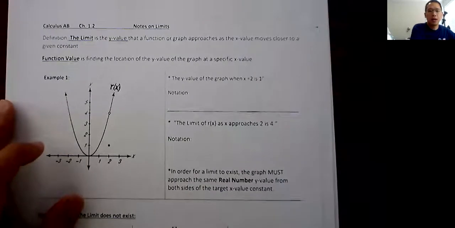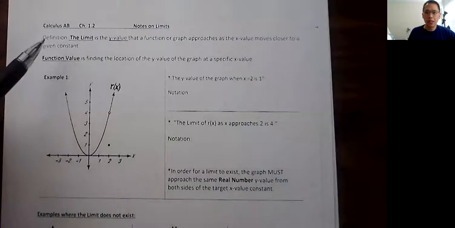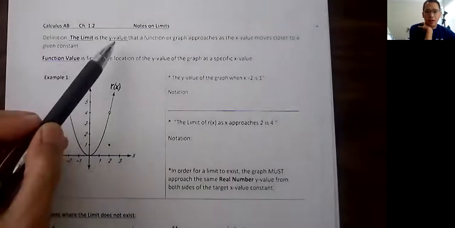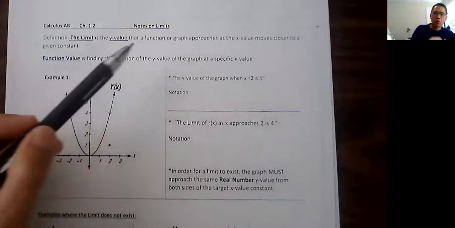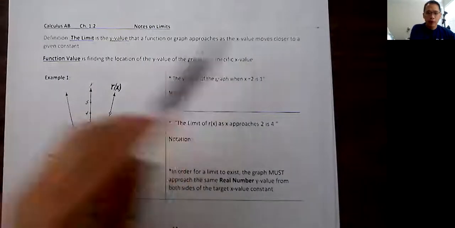Hey everyone, I'm going to go over notes for 1.2, notes on limits. So let me just first start off by talking about the definition. The definition of a limit is the y value that a graph or function approaches as we move closer to a specific x value. Okay.